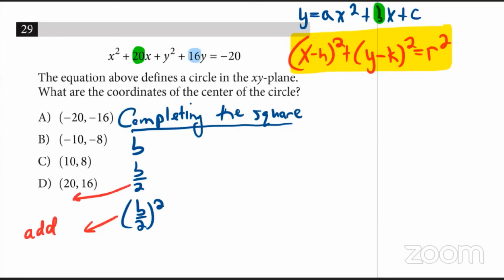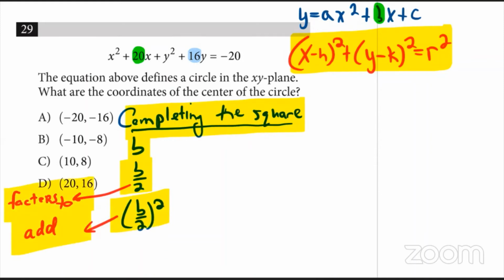And b over 2 is what it'll factor to after you go ahead and add something to both sides. So that's something that you need to remember. b over 2 squared is what you add to both sides. b over 2 is what it factors to.